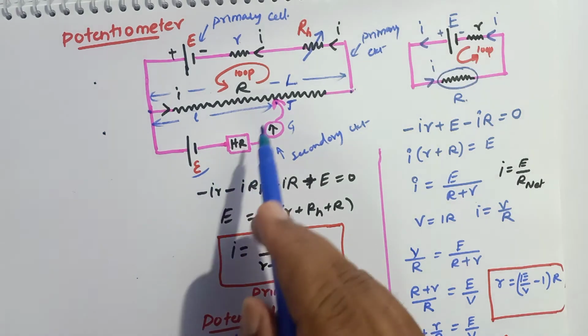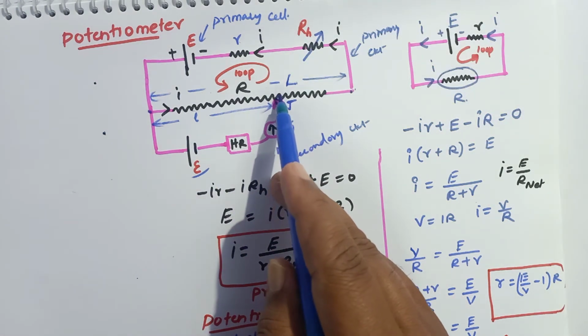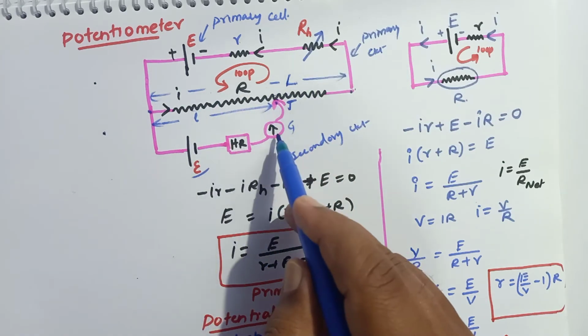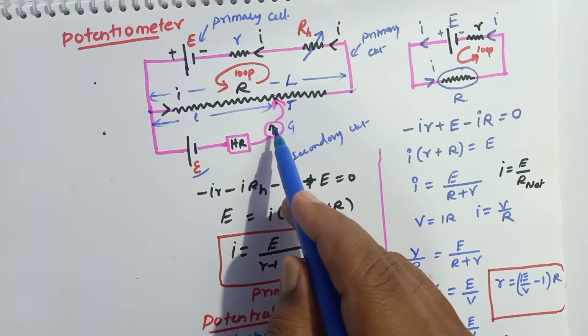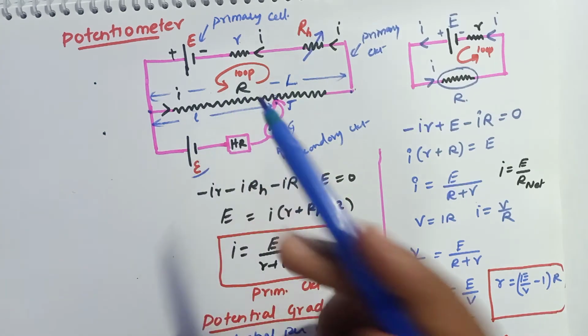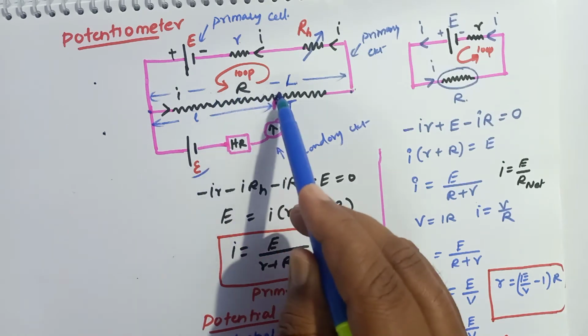Jockey is nothing but the device which can be used to touch the wire here. If you touch the wire somewhere here, wherever the galvanometer is showing zero deflection, there we have to stop touching this jockey. So take this jockey and touch at different places.